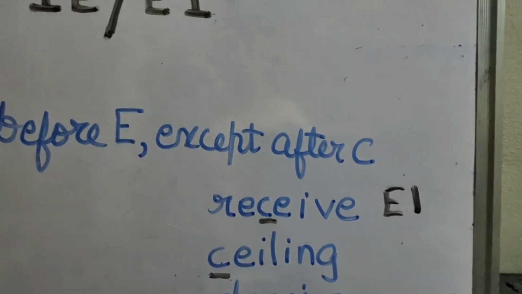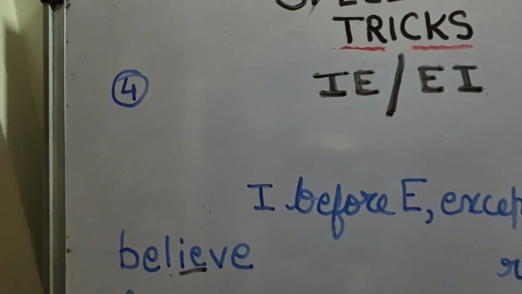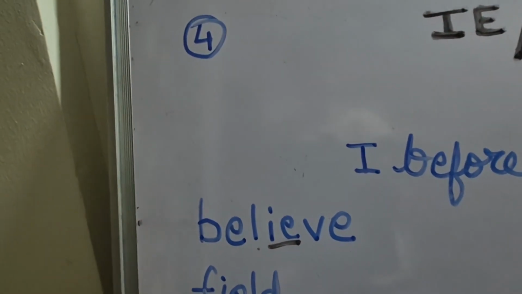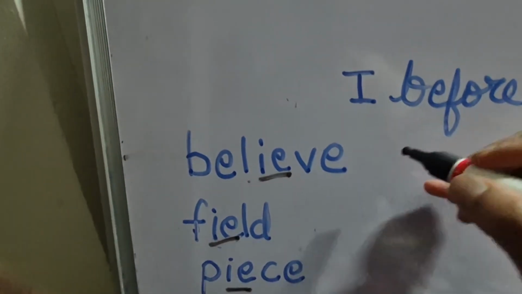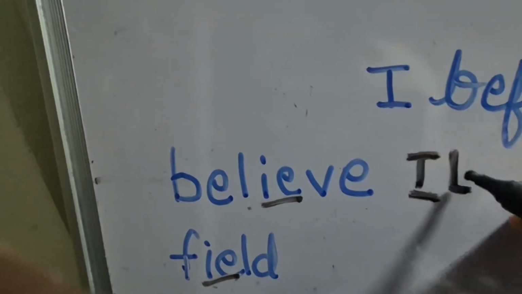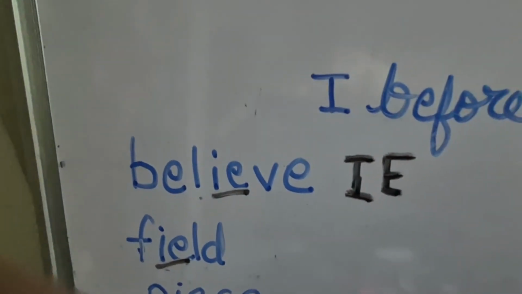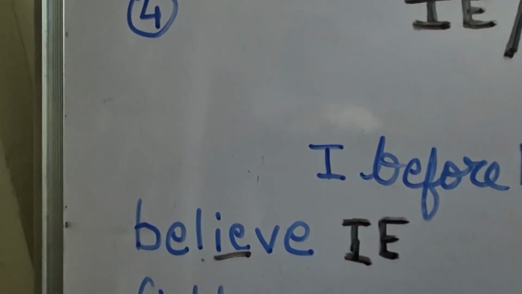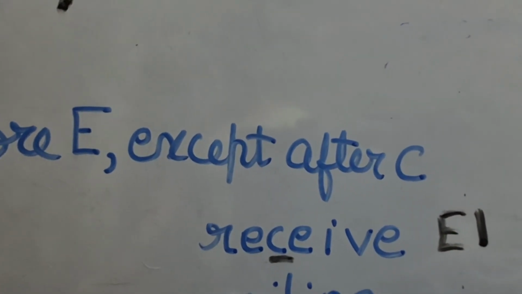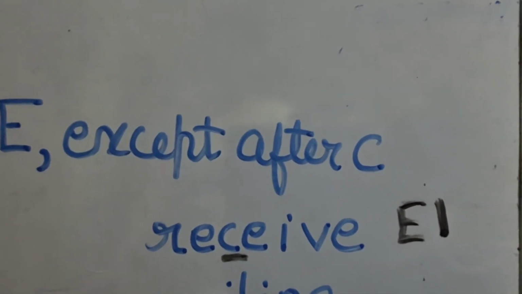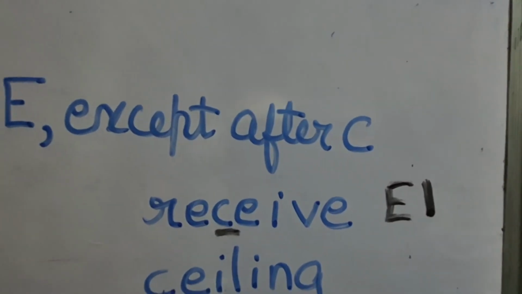Now let's test ourselves. The word believe. Is there a C before the sound? No. So we use IE with it. Okay. Now there is a word receive. Is there a C before the sound? Yes. So we use EI.